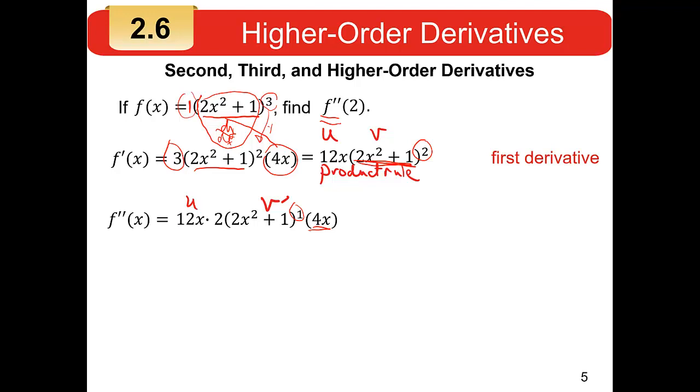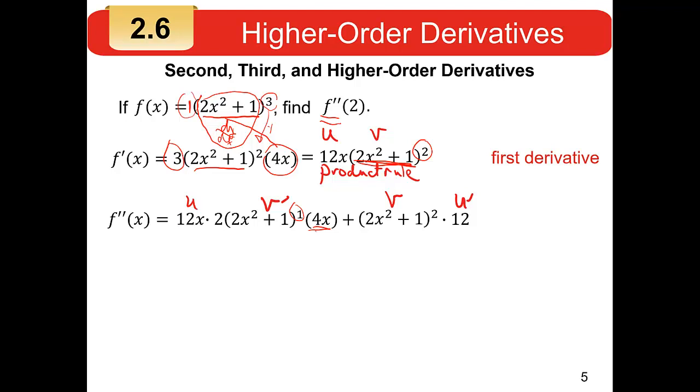That's half of the product rule. Now you add the plus sign and you reverse it. You take the second factor, which is the 2x squared plus 1 quantity squared, and multiply it by the derivative of 12x, which is just 12. Now you want to clean that up a little bit.